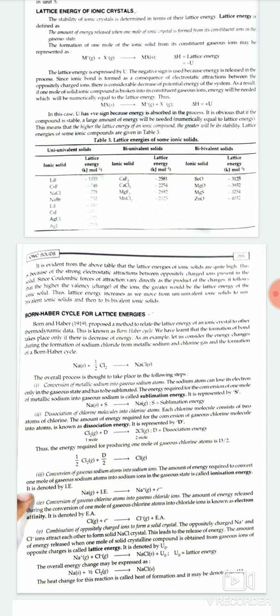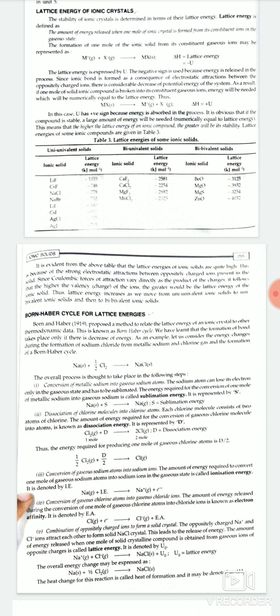Third is conversion of gaseous sodium atoms into sodium ions. The amount of energy required to convert 1 mole of gaseous sodium atoms into sodium ions in the gaseous state is called ionization energy. It is denoted by IE. So Na plus IE is equal to Na positive plus electron.